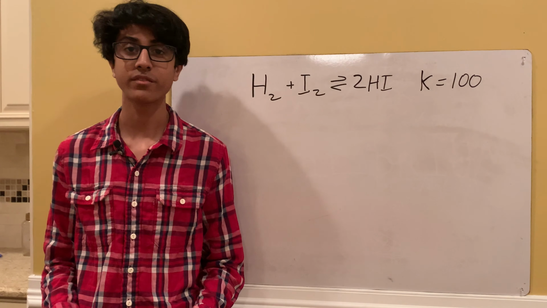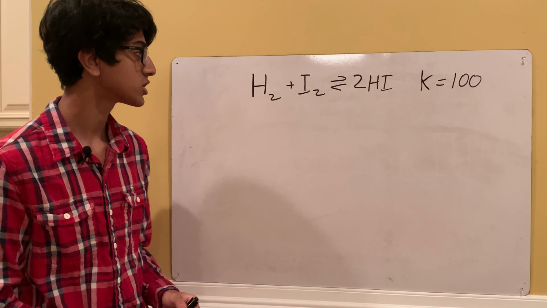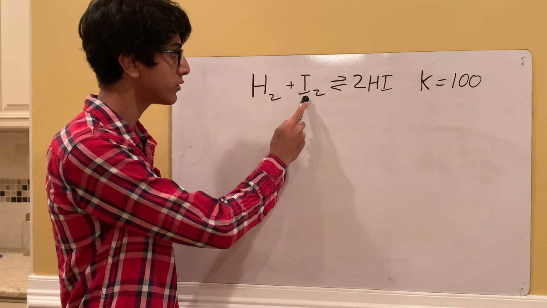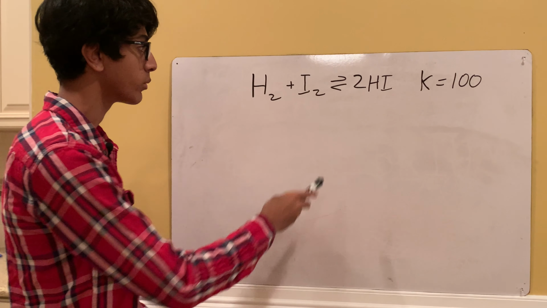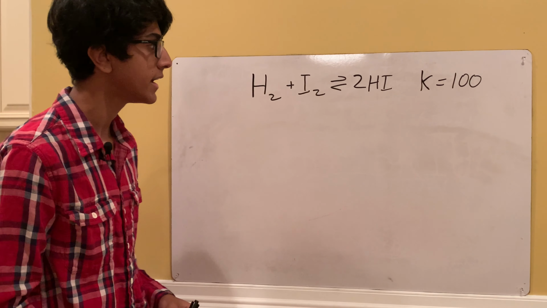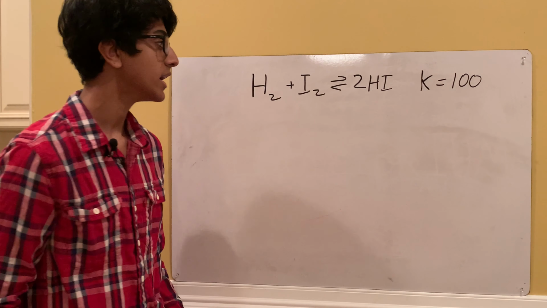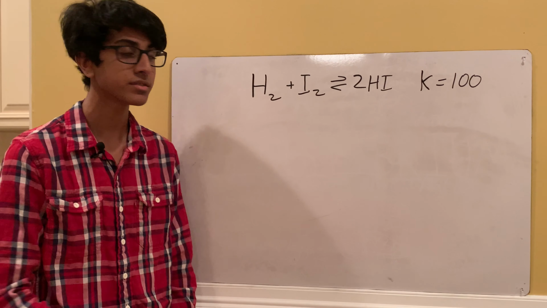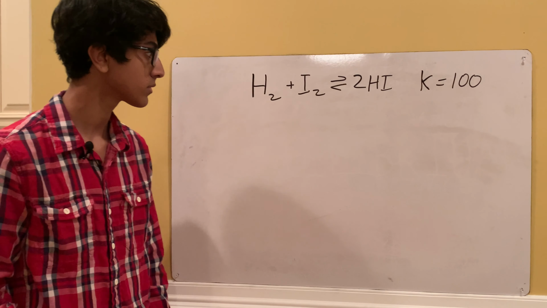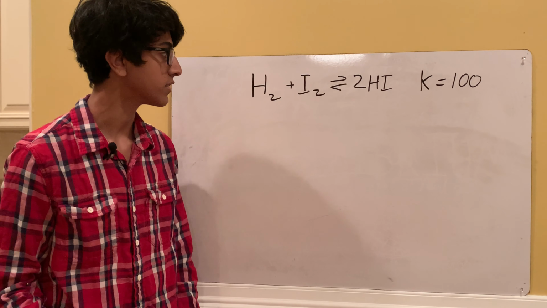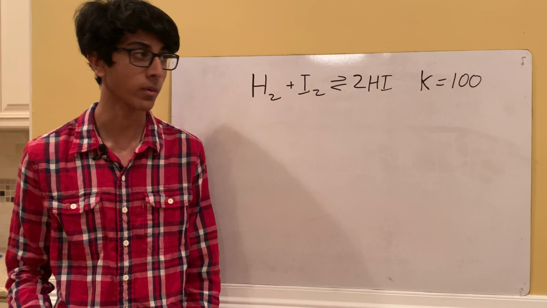Alright, let's start with the information that we're going to be given in this problem. So we know that the reaction is H2 plus I2 goes to 2HI, and this is an equilibrium reaction. We know by the symbol right here. And we're given the equilibrium constant K, which is equal to 100. And then we're also given the initial concentrations of everything. I'm going to be writing that down in a little bit. And the question is, what are the concentrations of everything in this reaction once the reaction reaches equilibrium?